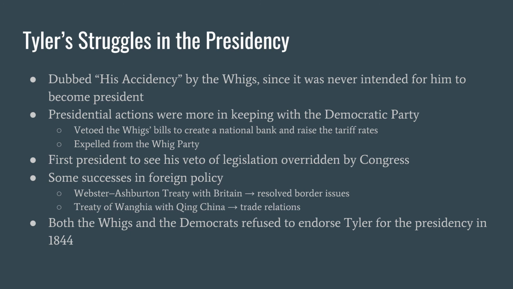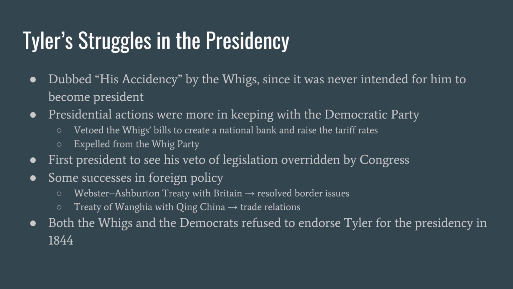And the Whigs start to have many, many problems with John Tyler. His actions as president were more in keeping with the Democratic Party. He did a lot of things that really upset the Whigs, like vetoing bills to create the national bank again, to raise the tariff rates, key parts of the Whig platform. And it upset the Whigs so much that they ended up expelling him from the party. We see that he's the first president to see his veto of legislation overridden by Congress, meaning Congress came together and voted over a veto.